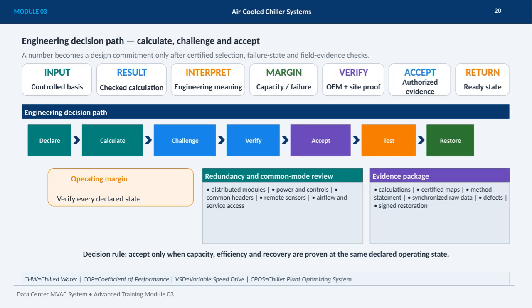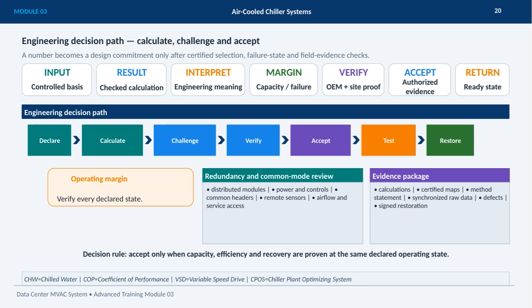Here we see the engineering decision path for air-cooled chiller systems, which follows a rigorous process: calculate, challenge, and accept. A number becomes a design commitment only after it passes certified selection, failure state checks, and field evidence validation. We start with a controlled input basis, then perform checked calculations to interpret the engineering meaning behind the numbers. Margin is assessed by considering capacity and potential failures. Verification involves both the OEM's data and site proof, ensuring the design is robust under real conditions. Acceptance happens only with authorized evidence backing it up.